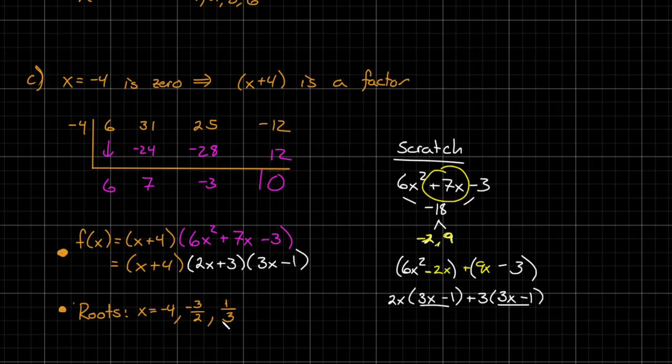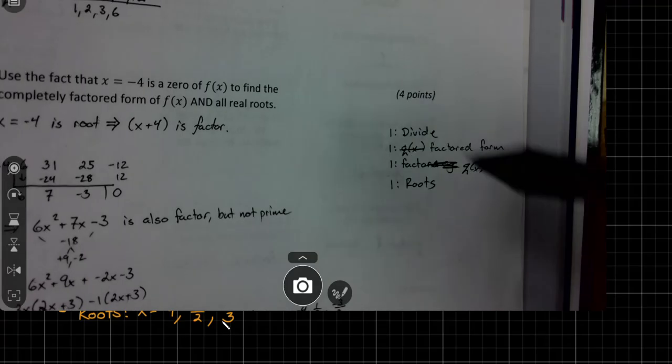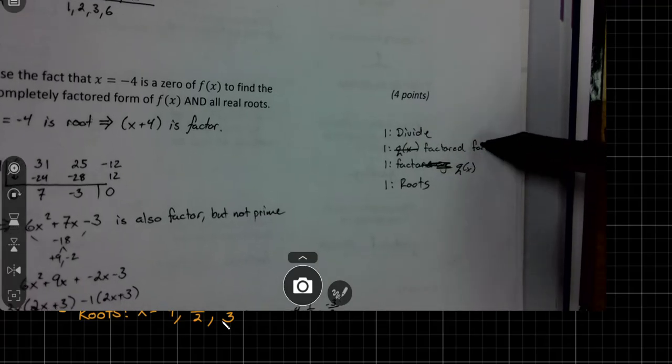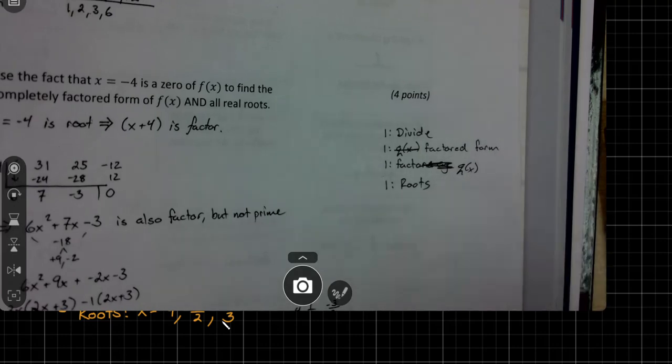Okay. 4 points. Did you do division? Did you write it in its factored form? And did you factor the quotient further? There's your 3rd point. And did you give me the roots? As we're looking at it, just so you can see, here they are. Did you divide? And they're out of order. Did you get a quotient? Did you give me the factored form? And did you give me the roots?